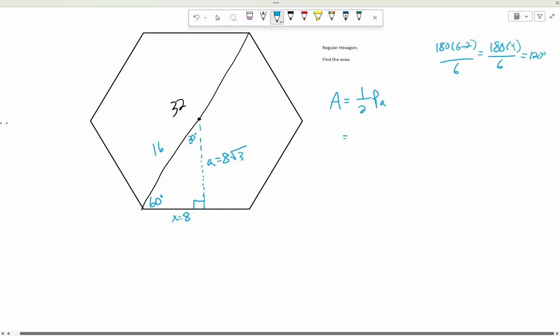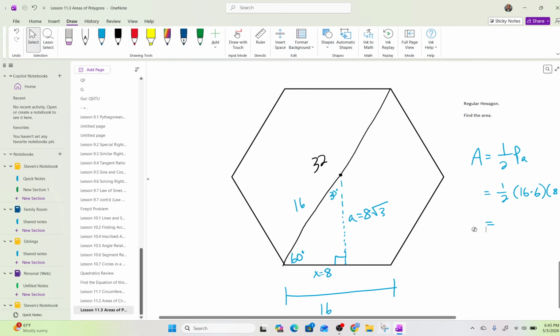So I have all the information I need now. Because if this is 8, that's half. This entire thing is going to be 16. So each side is 16. There's 6 sides, and then the apothem is 8 rad 3. And the calculator will do all the work for us. So 1/2 of 16 times 6, right? Let's do it.